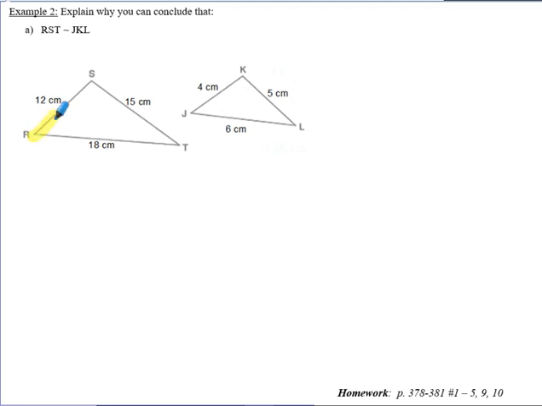So RS, I'm going to do in yellow. ST, I'm going to do in green. And TR, or RT, is going to be in purple. If you have a look at the other triangle, which side length corresponds to RS? Well, I think it would be JK. Would you agree? I think you would. And which side length corresponds to ST? I think it'd be KL. And lastly, which side length corresponds to TR? It's LJ.